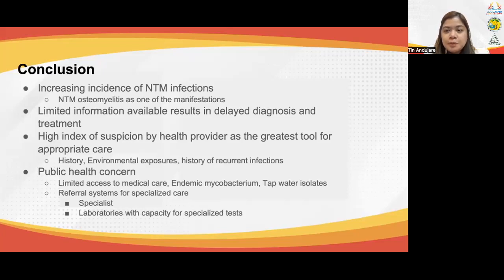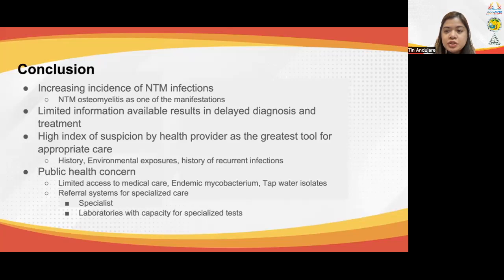High index of suspicion appears to be the greatest tool a healthcare provider may have to afford appropriate care to a patient who may have NTM osteomyelitis. In doing a thorough history and physical examination, be it BCG vaccine, history of persistent and recurrent cutaneous infections, or any of the identified risk factors for NTM osteomyelitis, information should be elicited from the patient to arrive at a diagnosis and subsequent treatment as soon as possible.